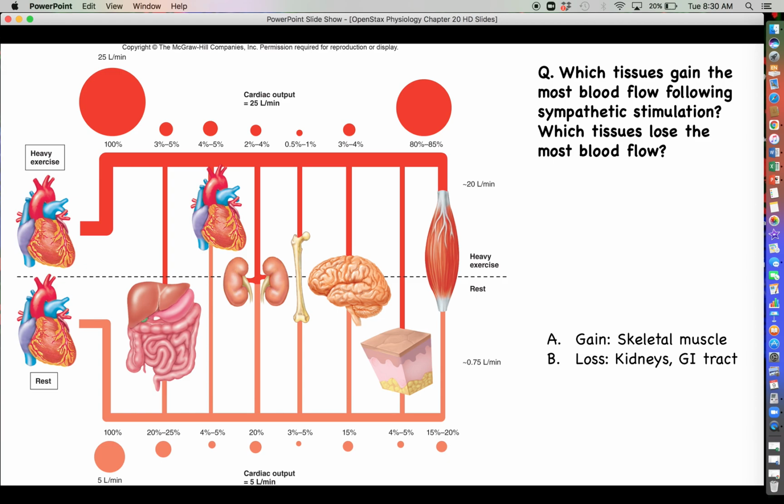The ones that have the most to lose, as we have referenced several times this semester, are going to be the kidneys and the GI tract. The kidneys go from 20% down to about 2 to 3%, and the GI tract goes from about 1/5 to 1/4 down to 3 to 5%. So we drastically cut off the blood supply to those organs by using strategic vasoconstriction, just at those locations. So all that blood that otherwise would be going to those locations can be rerouted to the skeletal muscle.